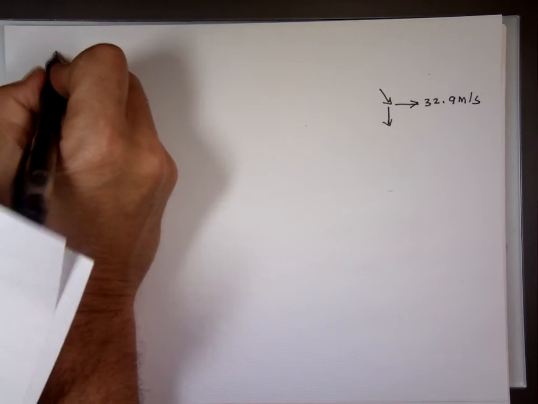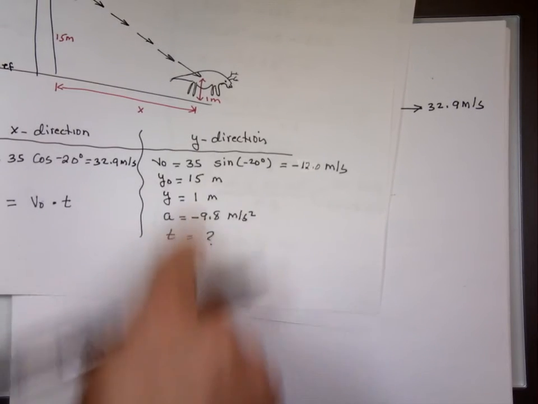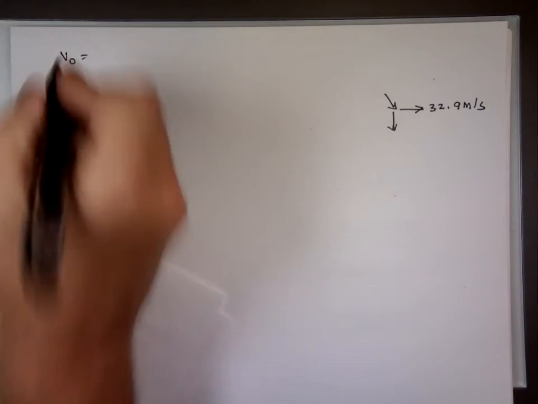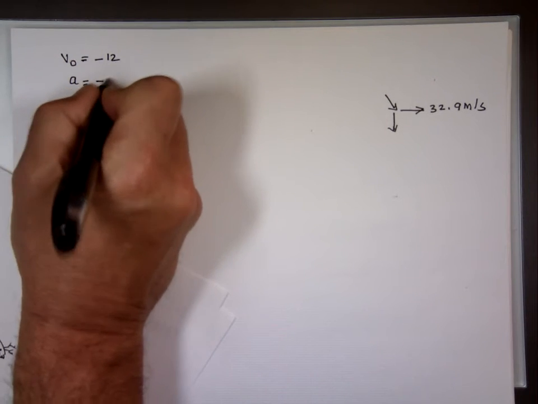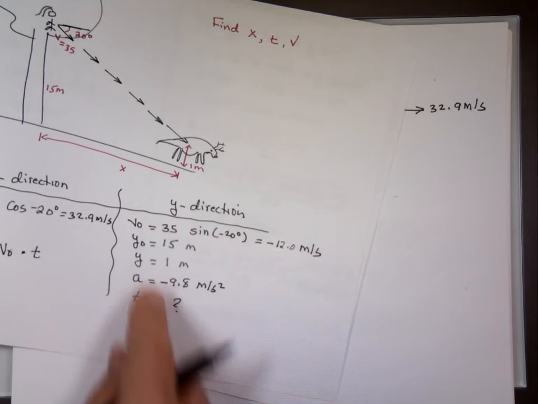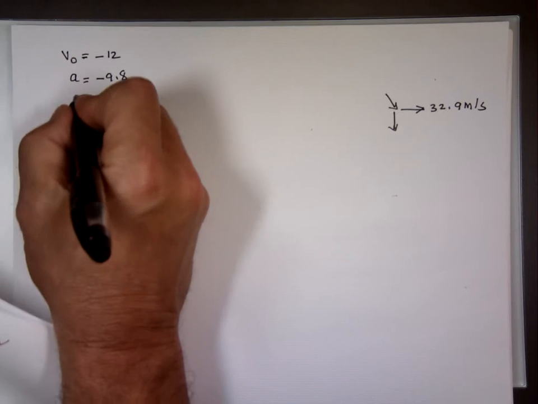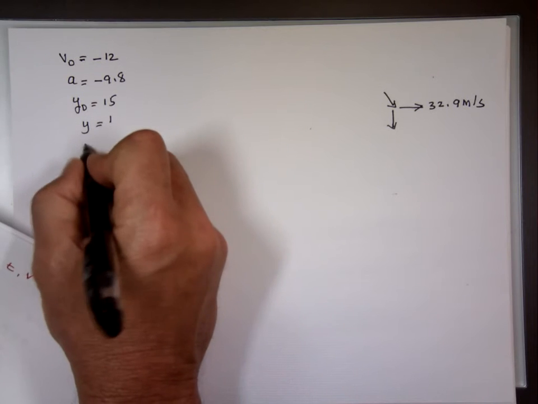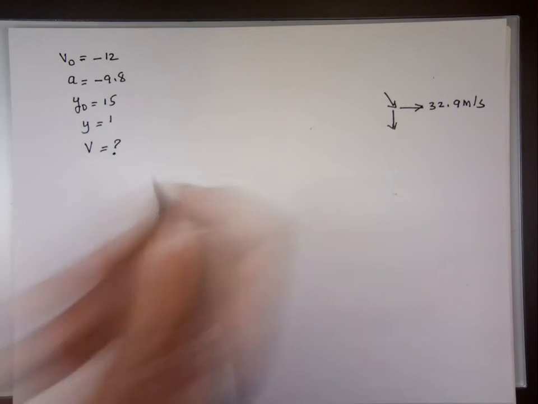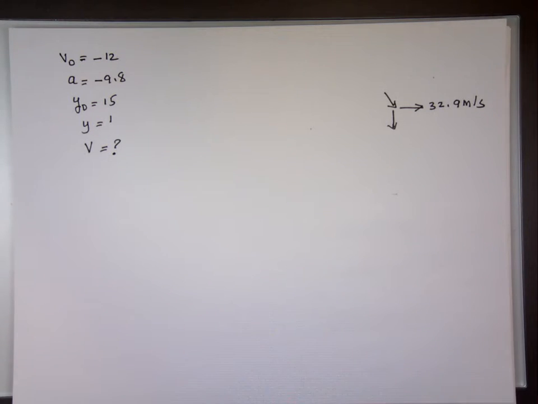We know the initial velocity in the, let's go back to the y direction. We know the initial velocity was negative 12. We know the acceleration was negative 9.8. We know y0 and y final. Can I get the final velocity? So let's see. Which equation? Maybe 5.